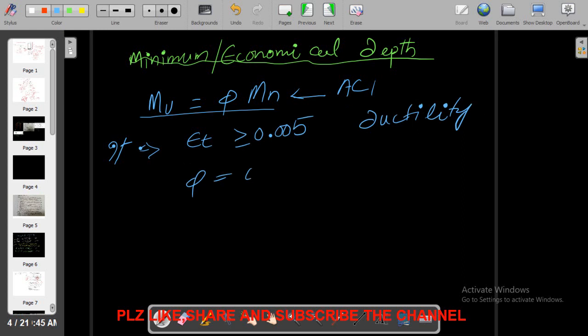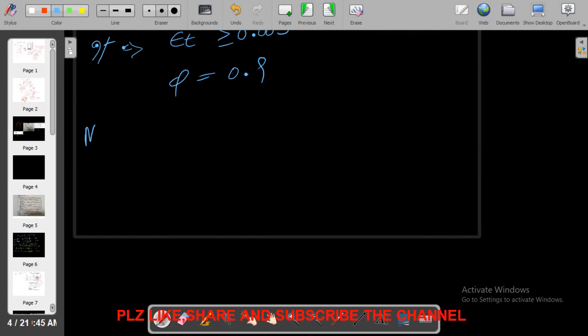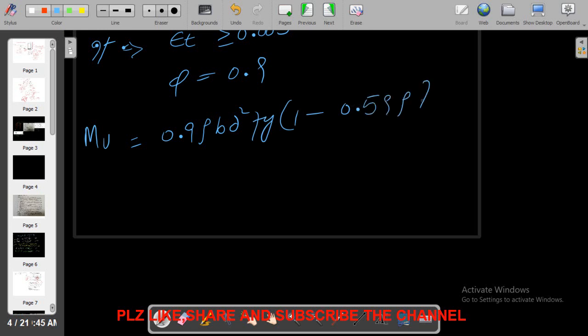It means that the phi value is 0.9, right? The reduction factor value will be 0.9, and we have already derived the moment equation. I don't know in which part, but in lecture 01 we derived this equation: 0.9 rho b d square, rho means steel area, fy into 1 minus 0.59 rho fy divided by fc prime. We derived this equation in previous parts.